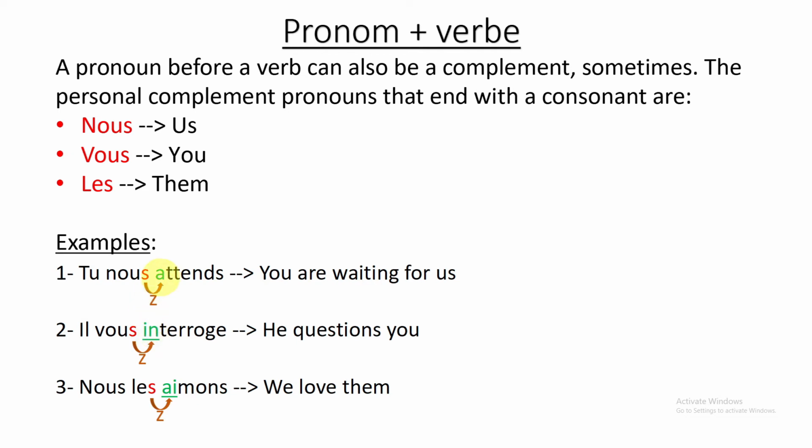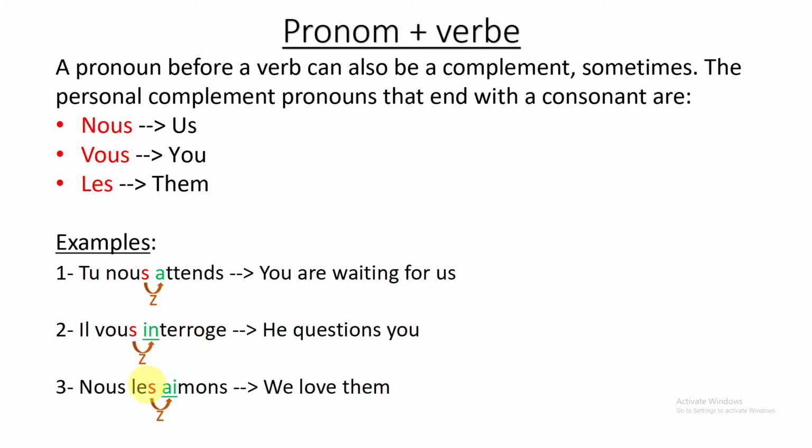So here, in the first case, we did the liaison between the S and A, because the first syllable of the second word is A. But in the second example, the first syllable is IN. So I won't create the liaison between the S and I only, because IN is a syllable. So we are going to create the liaison between the abstract Z and the first syllable of the second word. Okay, so let's see how to read it. Il vous interroge. Il vous interroge.